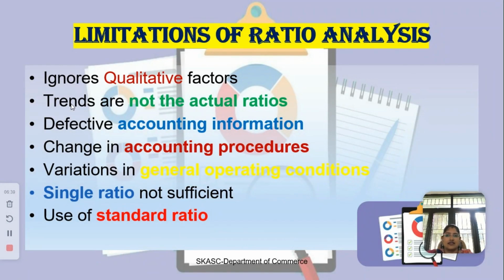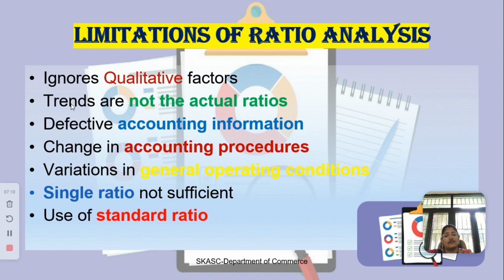Next, let's understand the limitations of ratio analysis. So, what are the factors which ratio analysis ignores? It ignores qualitative factors. Yes, so trends are not the actual ratios. You are analyzing from the past. From the past, you're projecting something in the future which may not be true. There are contingencies. For example, the pandemic was one of the contingencies which was not expected. The impact was too strong, and the impacts are there even today, right?